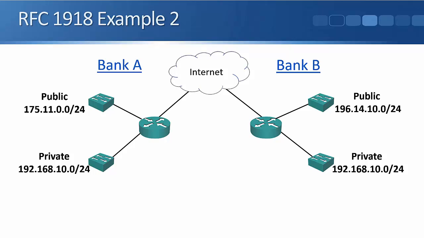Okay, an example number 2, you can see that here, Bank A and Bank B are both using 192.168.10.0. That's fine. They don't have any connectivity to each other anyway because they're on completely separate networks. So you'll find that with private addresses, loads of organizations all over the world will be using the same private address ranges. They can't use the same public address ranges because they need to have connectivity to each other over the internet. But the private addresses don't have any connectivity outside that organization, so those addresses can be reused over and over again.